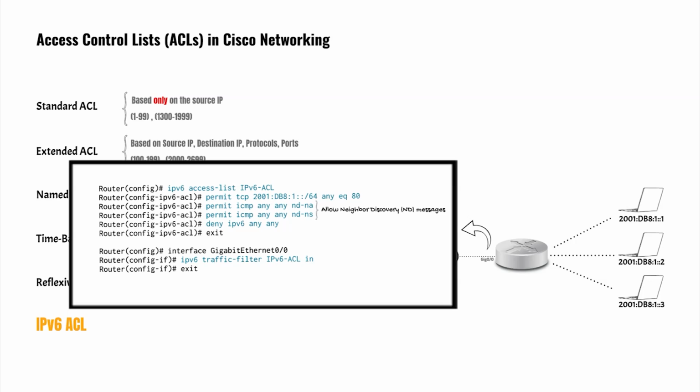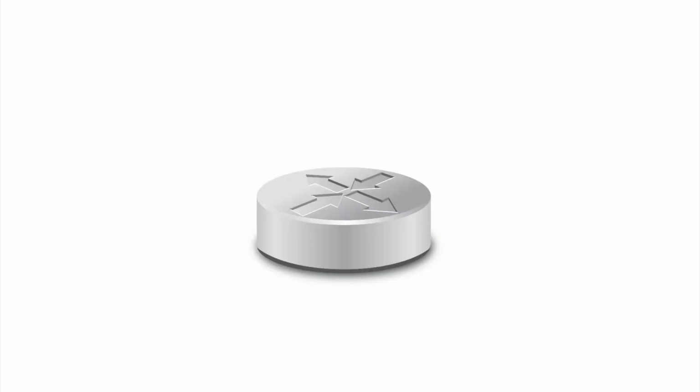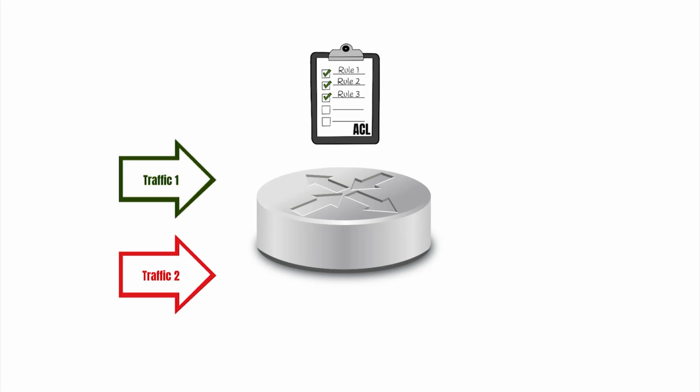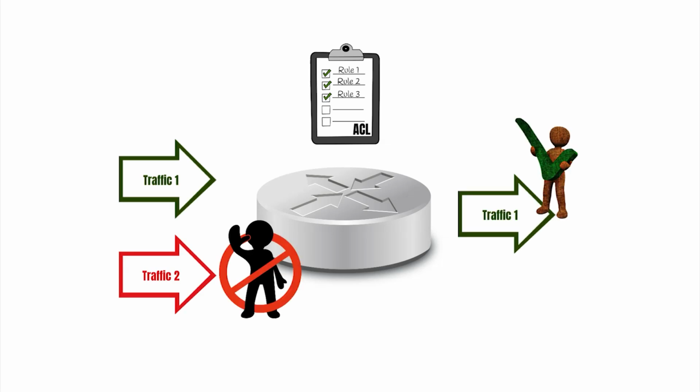For IPv6, this means that even critical traffic like ICMPv6, used for neighbor discovery and router advertisements, will be blocked unless explicitly allowed. In conclusion, an access control list is a set of rules applied to network traffic on routers or firewalls to permit or deny packets based on criteria like IP addresses, protocols, and port numbers, enhancing security and traffic management.